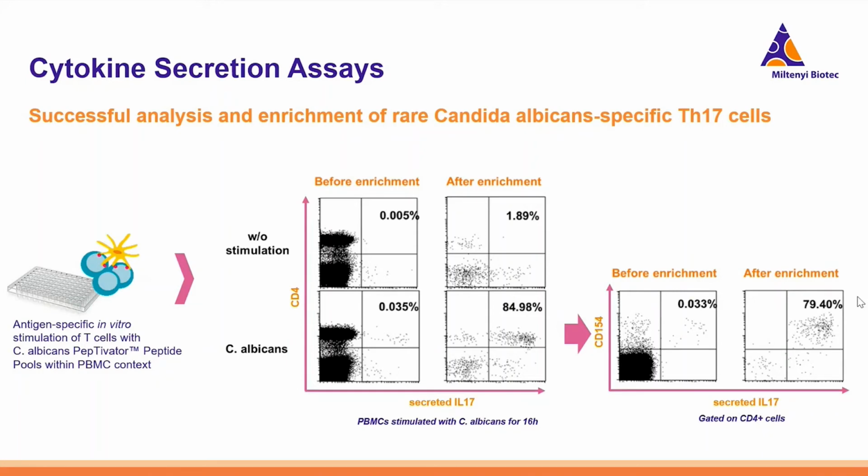Before enrichment with the cytokine secretion assay kits, levels of reactive T cells, be it in the unstimulated control or in the stimulated samples, are hardly visible. We are talking about really, really rare cells. However, after enrichment, analysis is much clearer. Now, when gating on the CD4 positive T cells and looking specifically at CD154 expression, it becomes apparent that mainly the CD4 plus CD154 plus T cells express, in this example, interleukin 17.